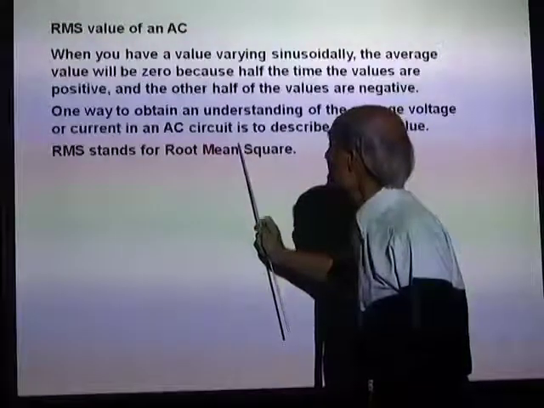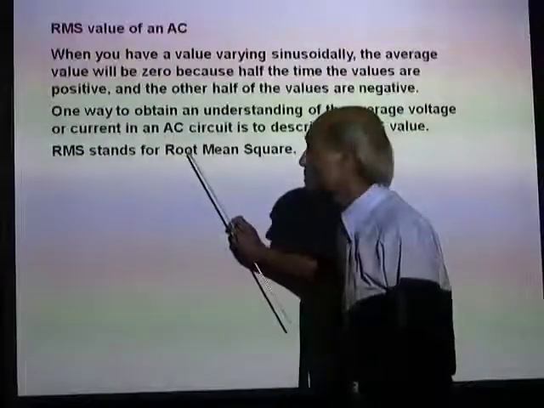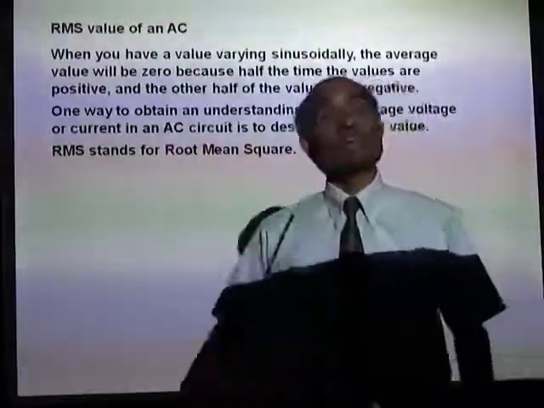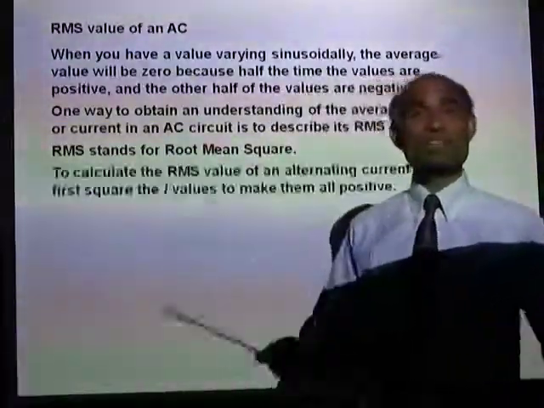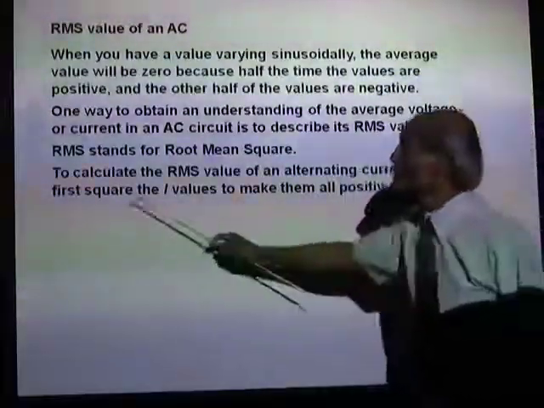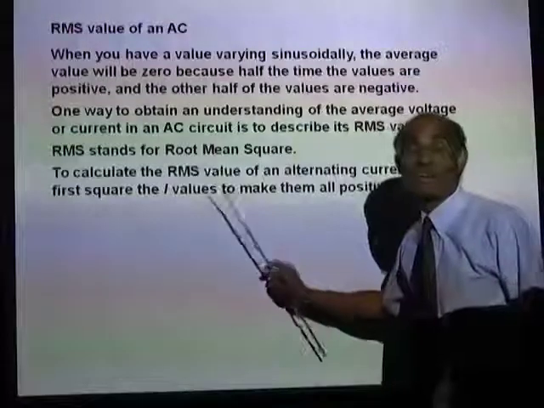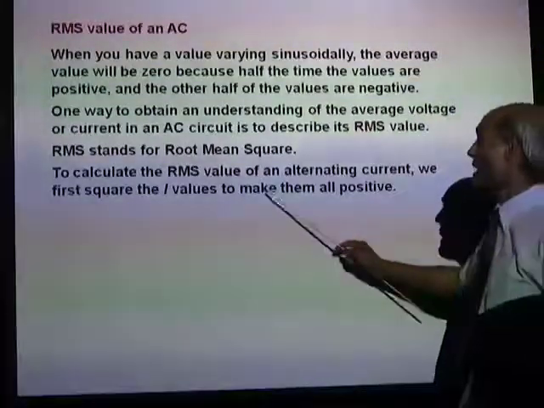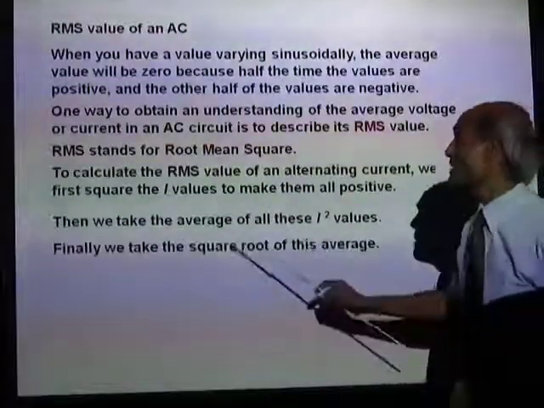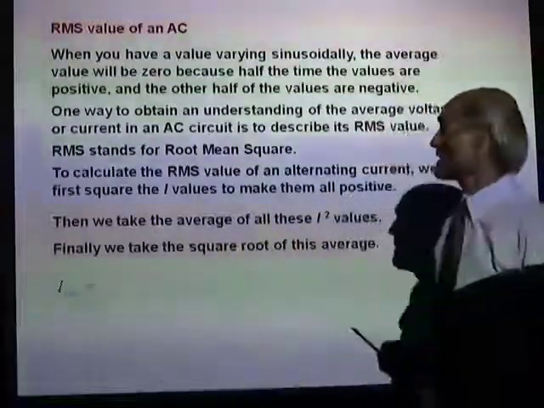In other words, we take the square root of the average of the squares of all the current or EMF. That is the root mean square. To calculate the RMS value of an alternating current, we first square all the I values to make sure that they are all positive. Then we take the average of all that, and once you find the average of all the I squared values, then we take the square root. That is what we call the root mean square value.